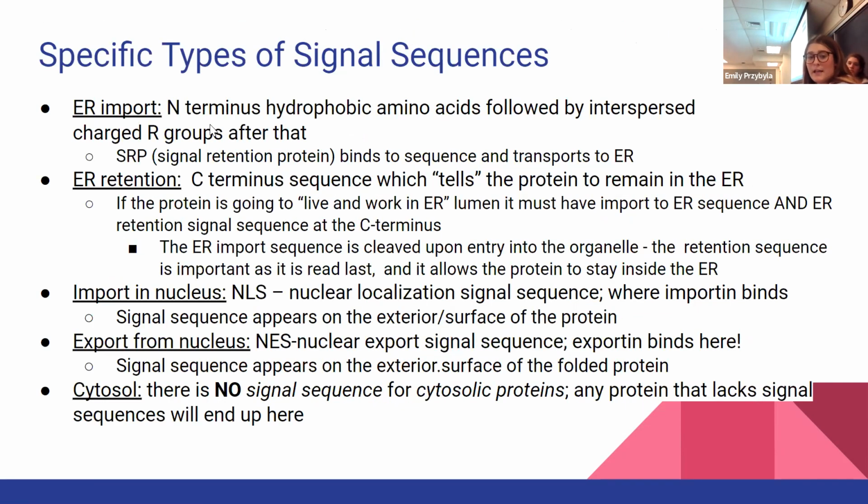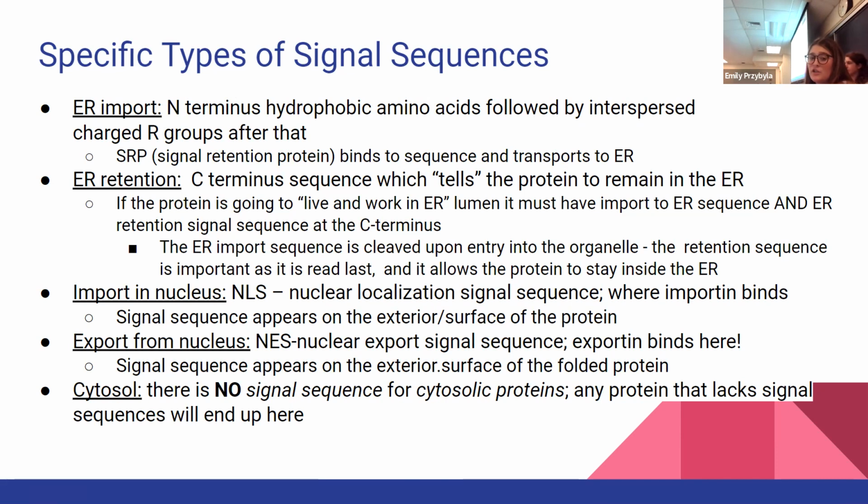And then this is specific types of signal sequences. You don't have to know the exact amino acid sequence of every signal sequence, just know the general traits of it. So for example, for the ER import, that is at the N-terminus and it's a long string of hydrophobic amino acids. So if she were to ask, what if we change that to hydrophilic amino acids, you could say then it wouldn't work anymore. So it's hydrophobic amino acids followed by interspersed charged R groups after that. And the SRP, like I said, the signal recognition particle, binds to this and transports it to the ER.